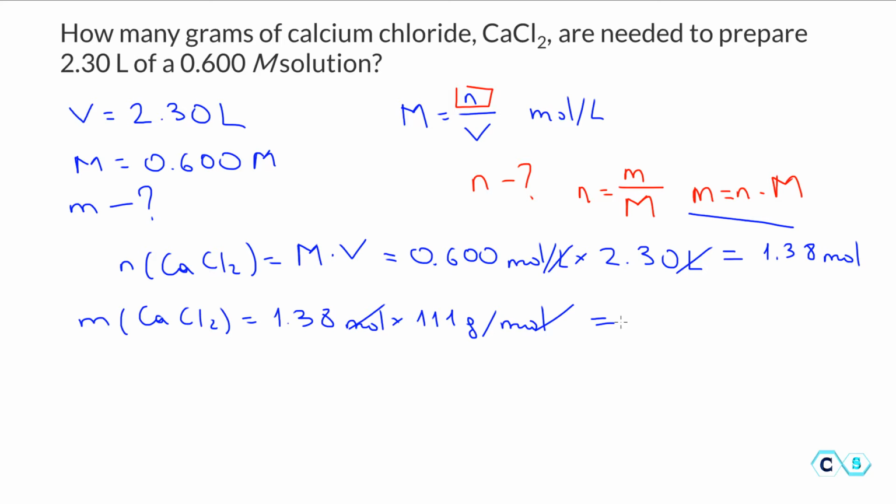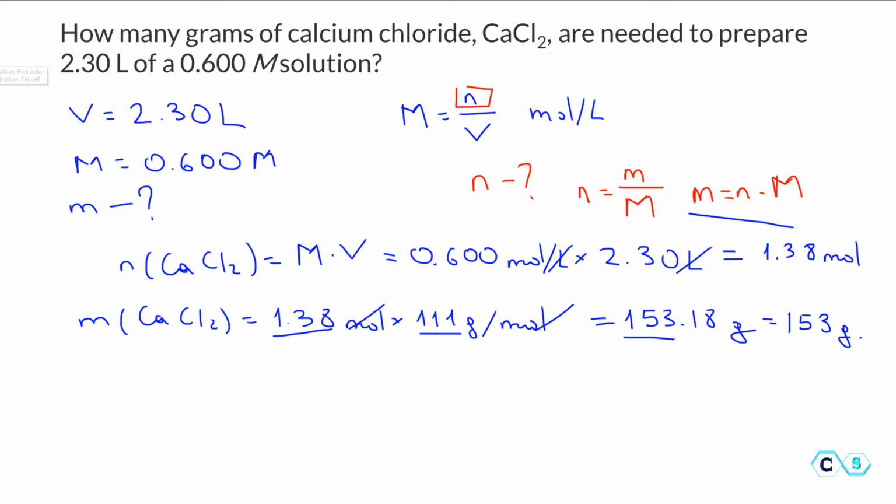1.38 times 111, 153.18 grams. And because we're starting with three significant figures, we're going to keep three significant figures in the answer as well, so this will be equal to 153 grams. That's how we find the mass of the calcium chloride.